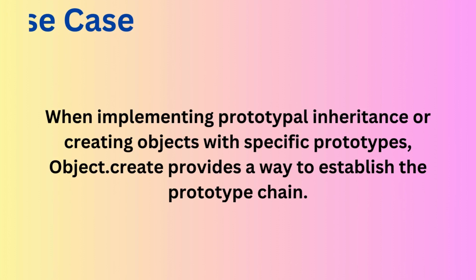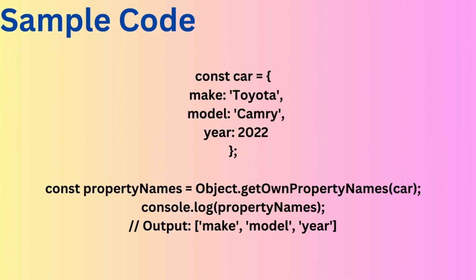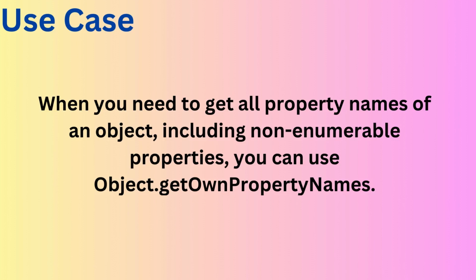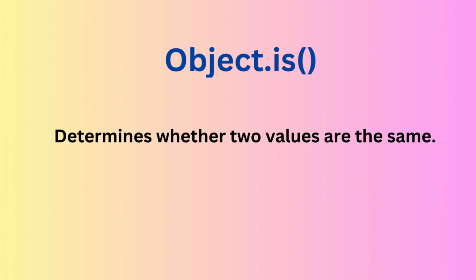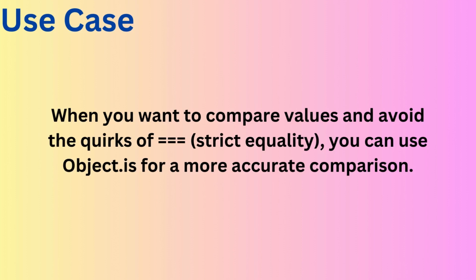Object.getOwnPropertyNames returns an array of all own property names, including non-enumerable properties, of a given object. Use case: when you need to get all property names of an object, including non-enumerable properties, you can use Object.getOwnPropertyNames. Object.is determines whether two values are the same. Use case: when you want to compare values and avoid the quirks of strict equality, you can use Object.is for a more accurate comparison.